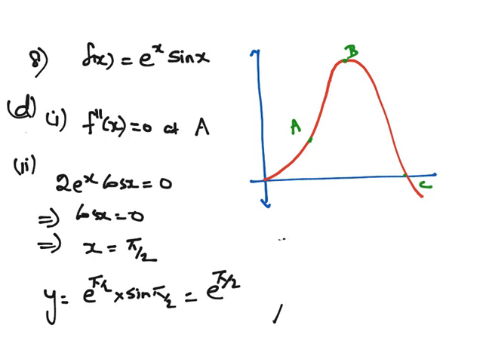So the coordinates of A are pi by 2 comma e power pi by 2. Of course, you can also use the calculator and find the approximate answer. Fine. Okay. Ninth problem, I'm skipping it, but let me give you some clues. If you look at the table, they've given you a table and then you're supposed to sketch the curve.